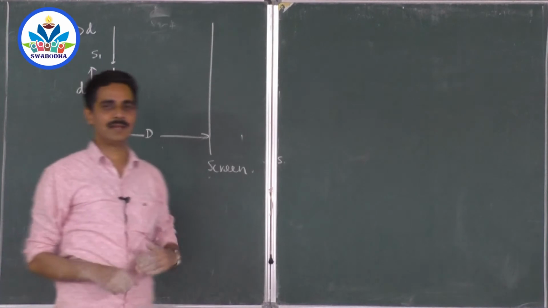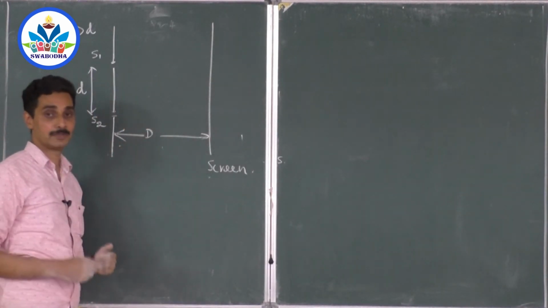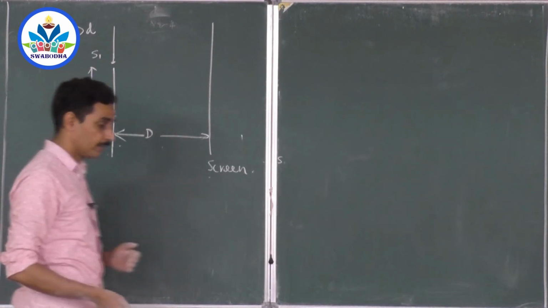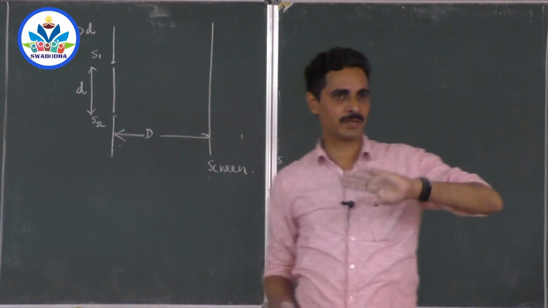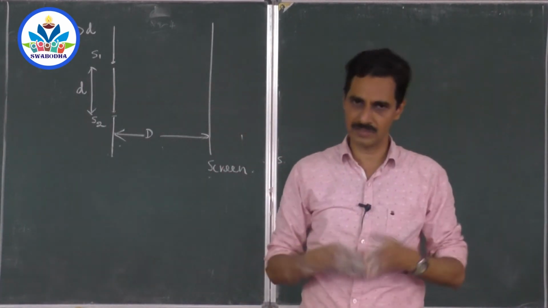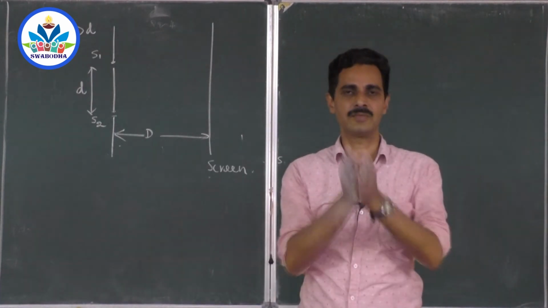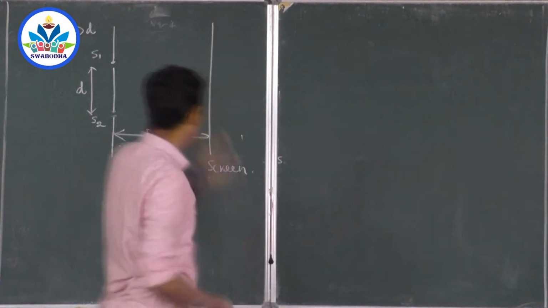Now you start applying the theory. Where will you get a bright spot? Where will you get dark places? We call them fringes. The places where the light interferes constructively are called maxima, the bright places. The places where light interferes destructively are called minima, the dark places.